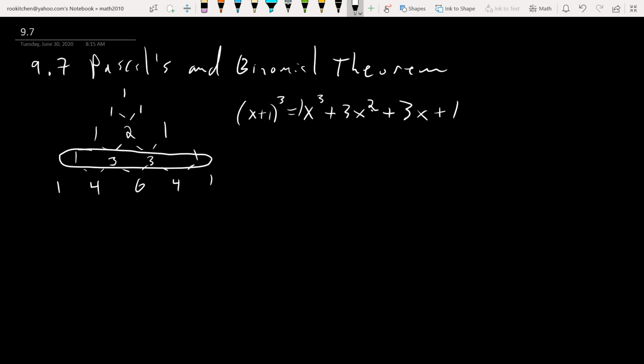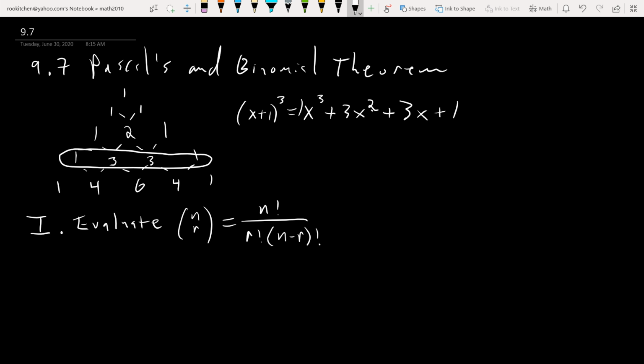Okay, so we'll play around with those kind of issues in this section. There's some proofy stuff here too. We also want to make sure that we recall how to evaluate this nCr notation. So evaluate nCr, and that's just n factorial all over r factorial times n minus r factorial. Okay, factorial. Right.